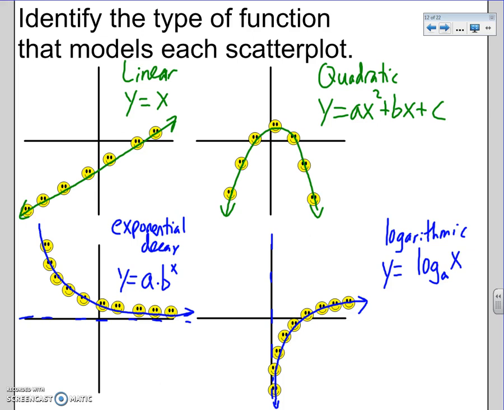Alright, so make sure you know each type. They're going to give you some points. You should figure out what the trend is. Is it a line, a U, exponential growth, exponential decay? Exponential growth, by the way, looks like it's going up, but it still can't cross the 0. So you have growth, decay, and you have logarithmic.